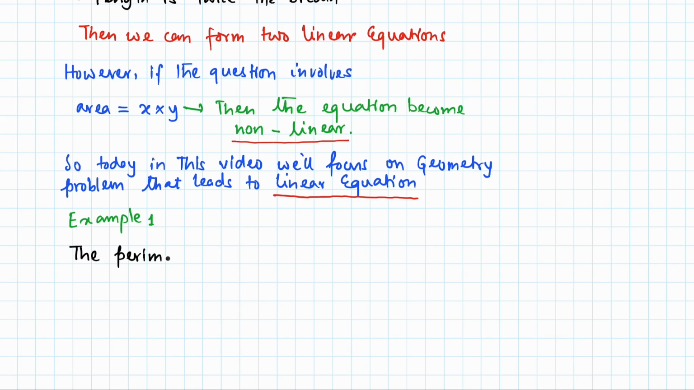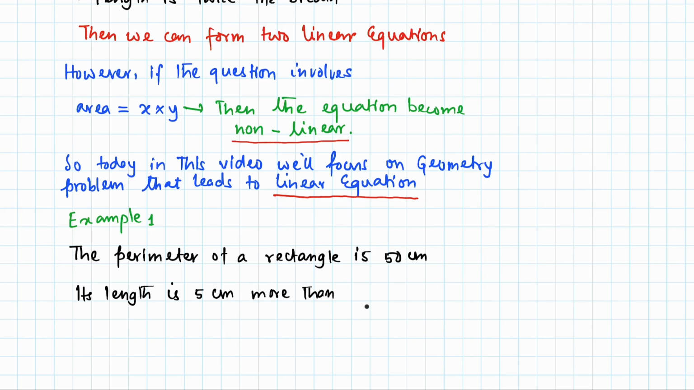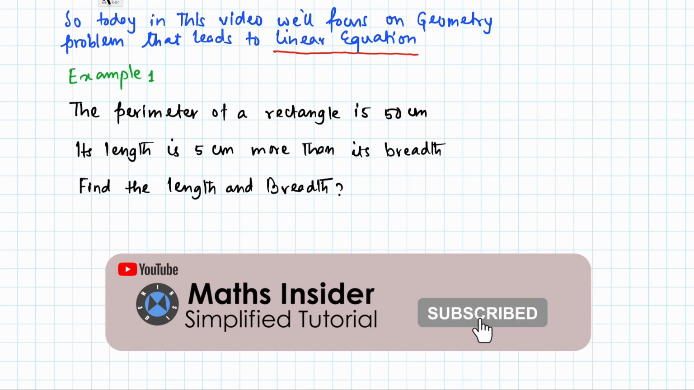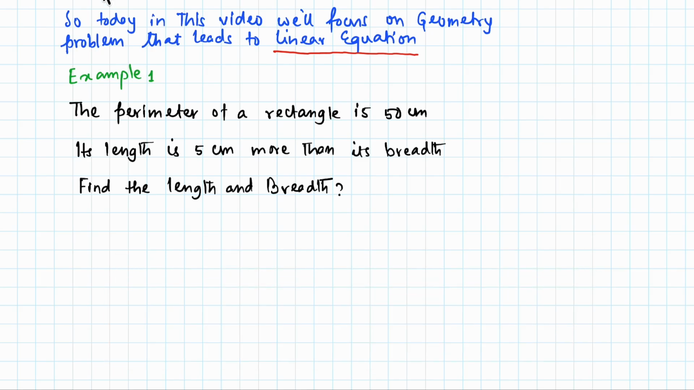So the problem goes like this: the perimeter of a rectangle is, say, 50 centimeter. Its length is 5 centimeter more than its breadth. So again, we have already discussed that the problem of this geometrical figure will come like this. They will give the perimeter and they will give the relation between the sides or the dimensions of the geometrical shape. Now find the length and the breadth.